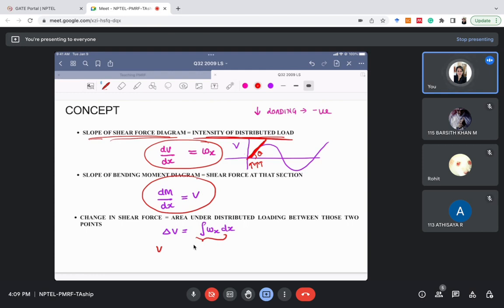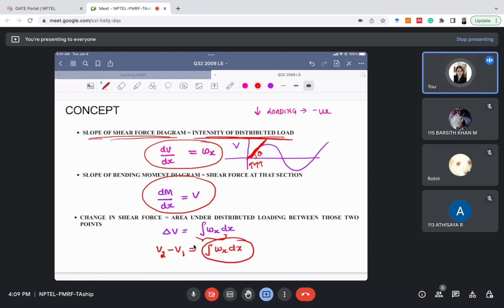It's just a symbolic thing. So delta V, we can also write it as V2 minus V1. Delta V is change in the shear force, that is V2 minus V1 equal to integral of Wx dx, that is the area under the distributed loading. Okay. So these are just symbolic things. We do not have to solve any integral here. Just remember that. First, the thing you have to remember is dV by dx equal to Wx. That is the slope of shear force diagram equal to the intensity of the distributed loading.